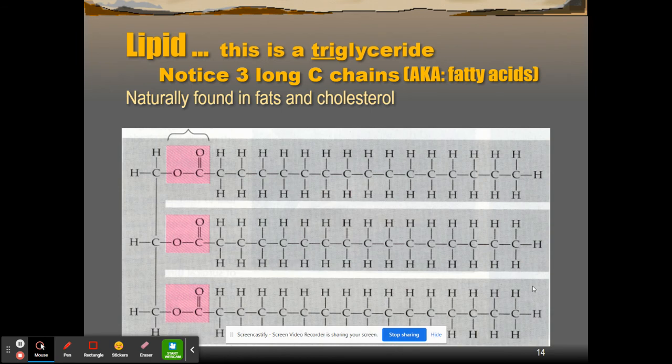And here is one of the lipids that you made in your notebook. You made a triglyceride earlier this week. And so this has 3 fatty acids hooked onto a glycerol right here. Right here in the pink zone, that's where the water molecule came out, so these fatty acids could attach.